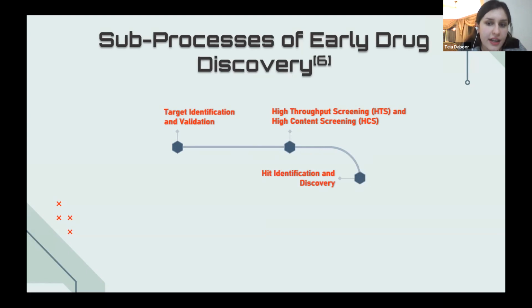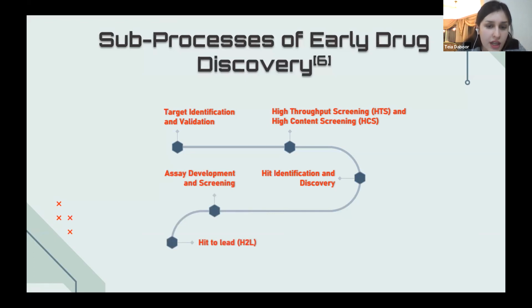The next step is hit identification. A hit is a molecule that interacts with the target and produces the desired therapeutic response. After that, we get the assay development and screening, which then is followed by hit to lead. After identifying a hit molecule, we optimize this hit molecule to get us to a lead compound. Lead compound, the screening process aims to reduce the number of these compounds into fewer and more qualified leads using in vitro and computer-based approaches, which leads us to lead generation and optimization.